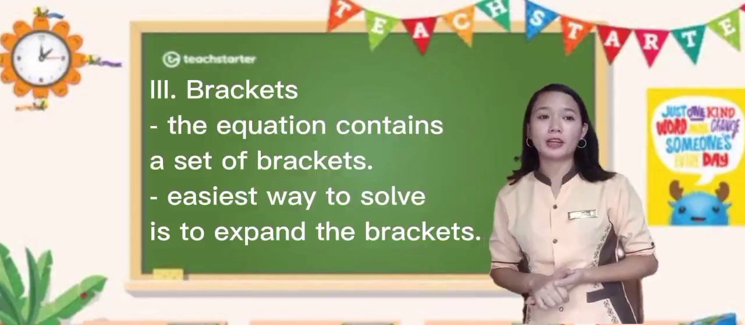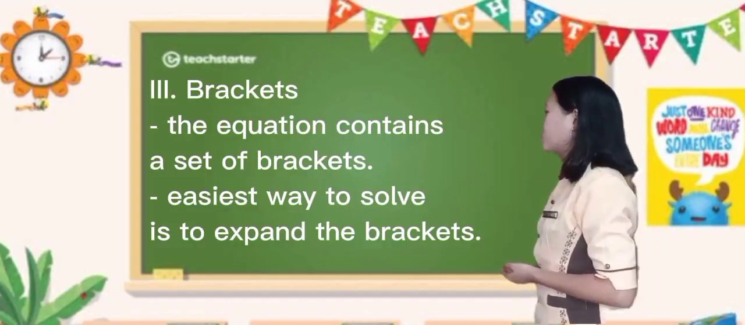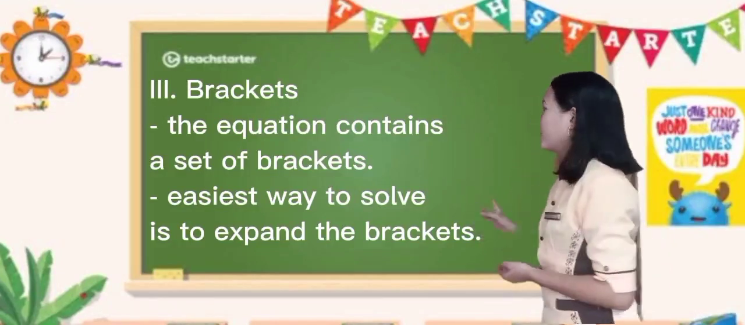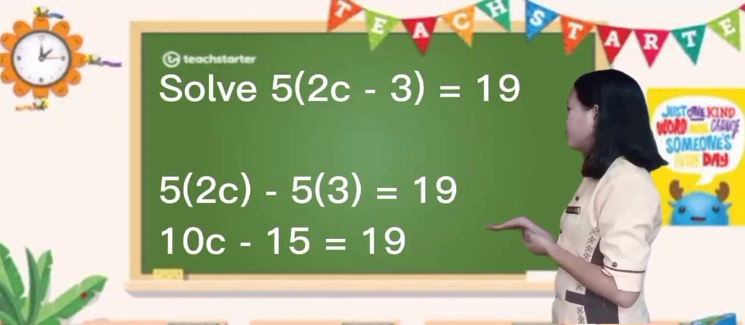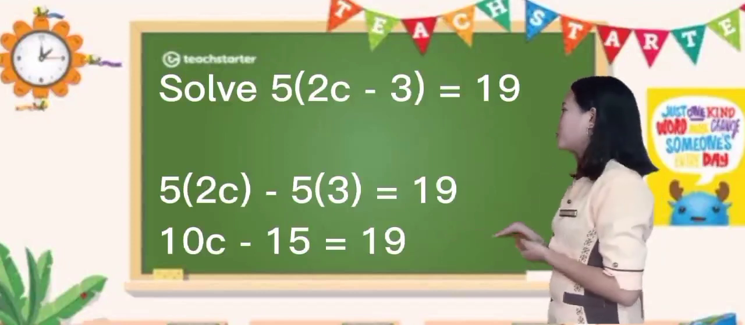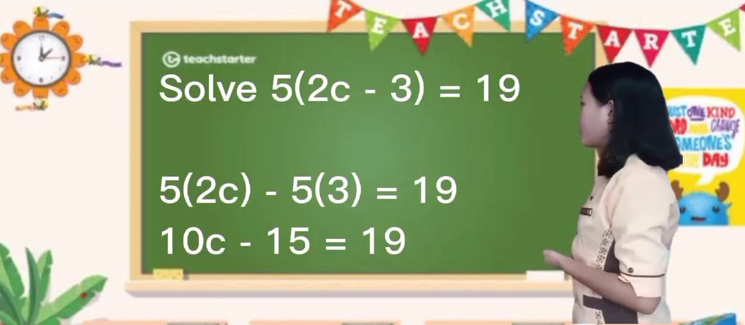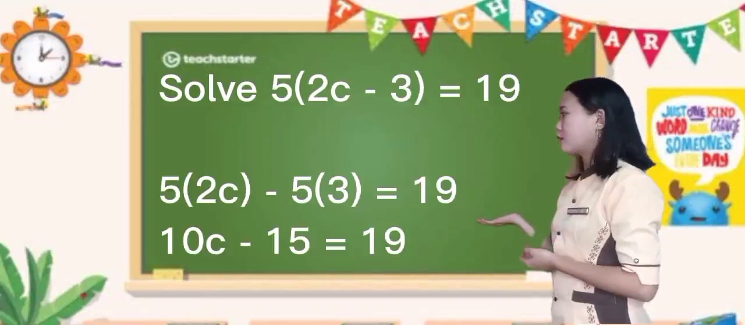Next one will be brackets. The equation contains a set of brackets, so the easiest way to solve this equation is to expand. Here is an example. 5 times the quantity 2c minus 3 is equal to 19. First, we distribute 5 to each term. So 5 times 2c minus 5 times 3 equals 19.